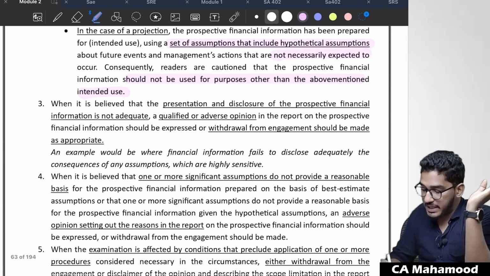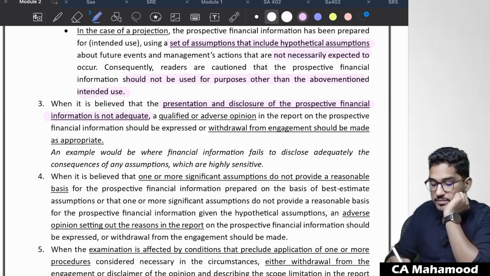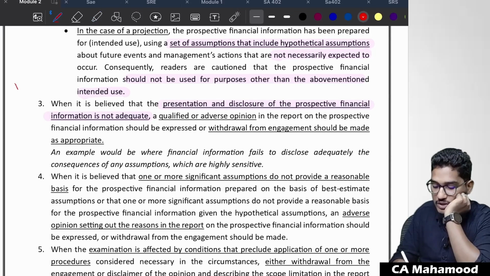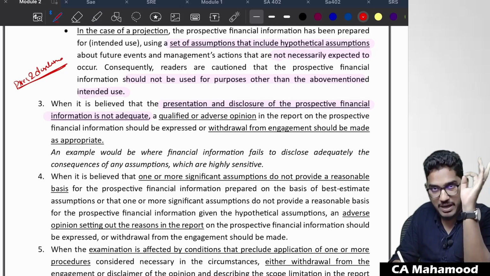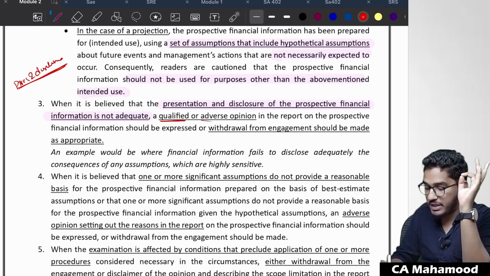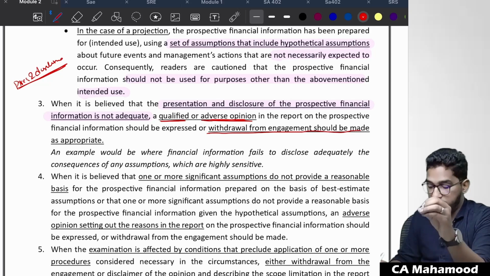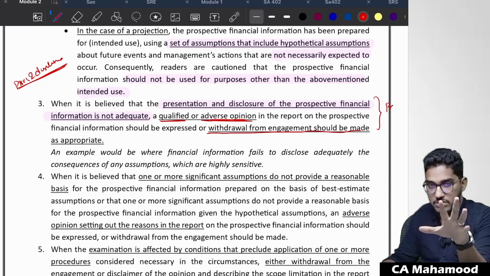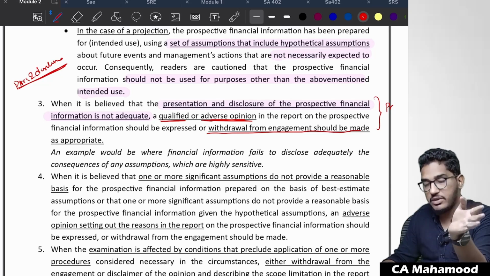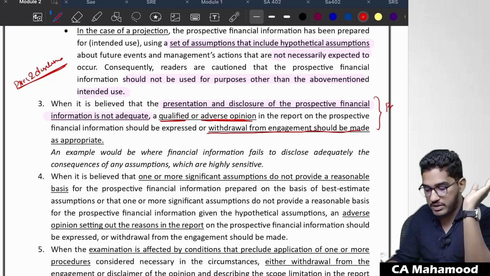Next, when it is believed that the presentation and disclosure of the prospective information is not adequate, that is, after performing all the procedures you have obtained evidence that the prospective financial information is not presented or disclosed in a proper manner, then you have to give either a qualified opinion or an adverse opinion on the prospective financial information, or if you consider it necessary, you have to withdraw from the engagement. When you come to know after performing all the procedures that presentation and disclosure is not proper, either you withdraw from the engagement or you give a qualified or adverse opinion.